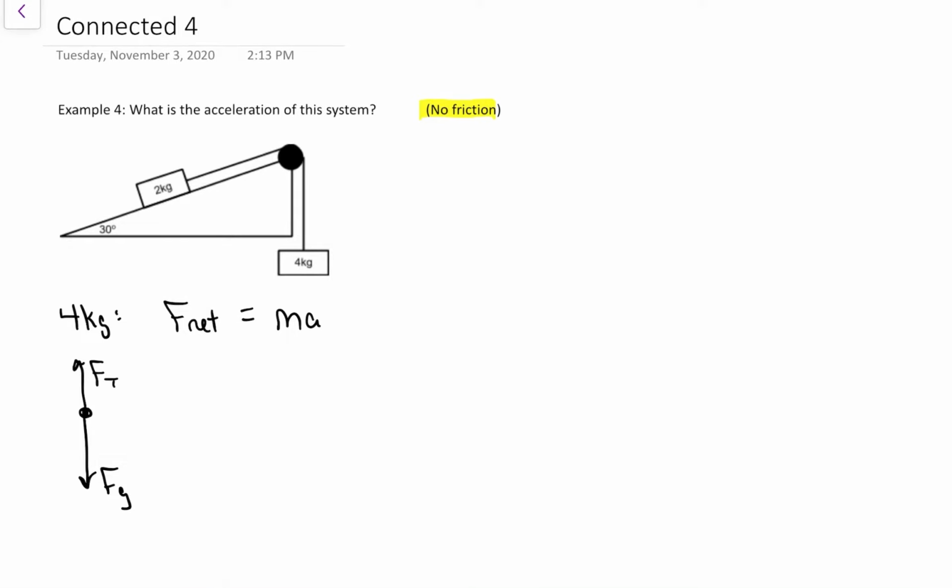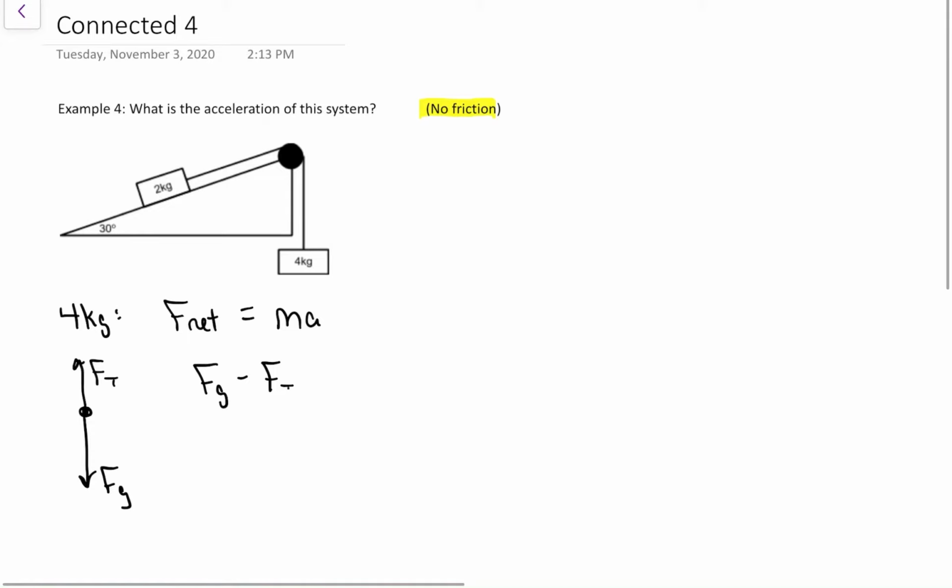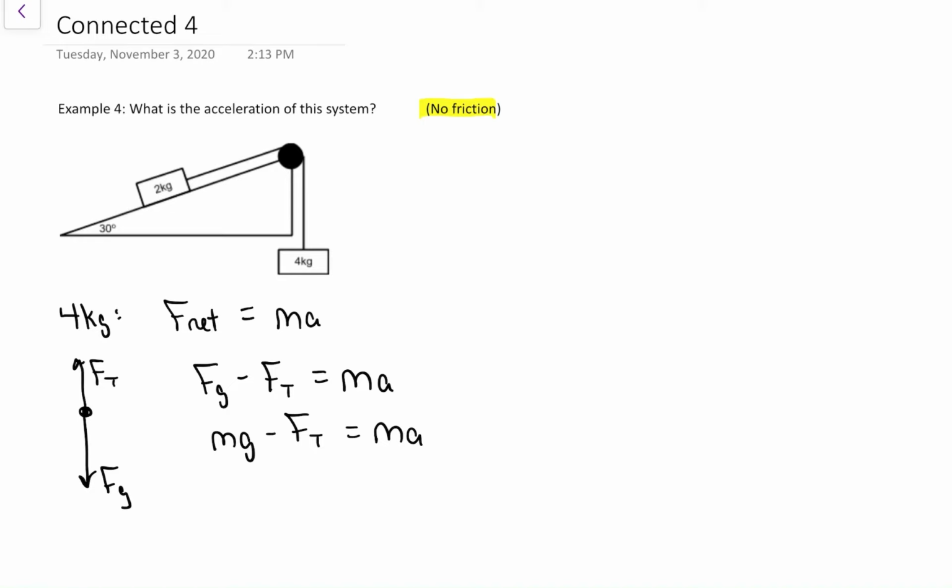Setting up F net equals ma. Since the 4 kilogram is going to go down, I'm going to make that the positive force. And sub in, we know that gravity is mg, Ft is our negative force, equals ma. Doing a little bit of work in my head, 4 times 9.8 is 39.2 minus Ft equals 4a. That's as far as I can go with the 4 kilogram.